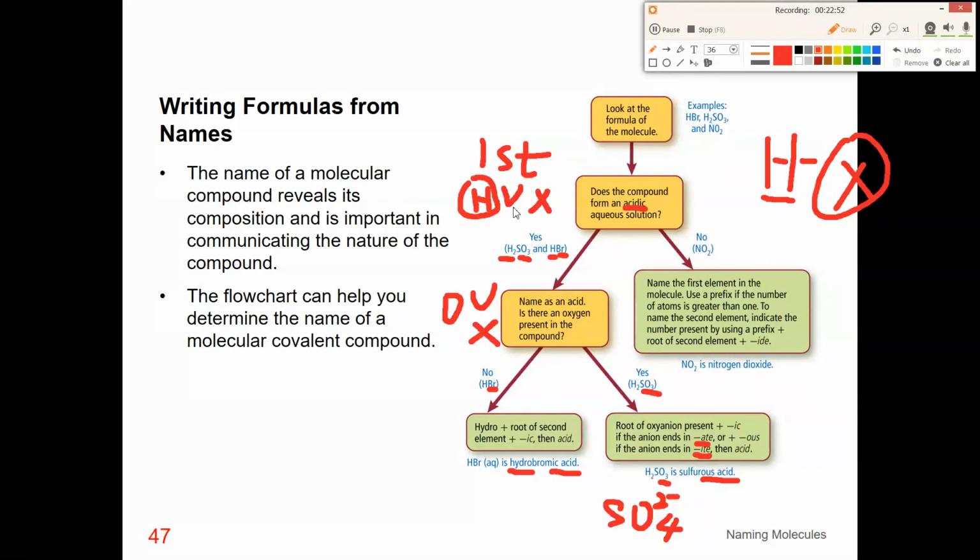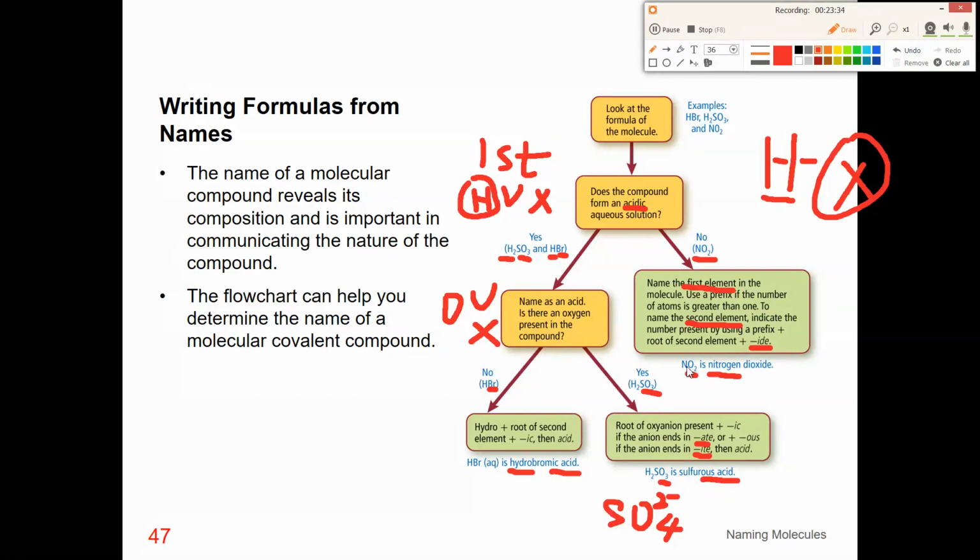If the first element is not hydrogen, it's always binary. There's no second group that is polyatomic, no such thing. So you just use the name of the first element. For the second element, change the ending to IDE. Then you use identifying numbers. In this case, the first element is nitrogen, just nitrogen. For the first element, if there's only one, you don't need to put mono there. Just use the element name.